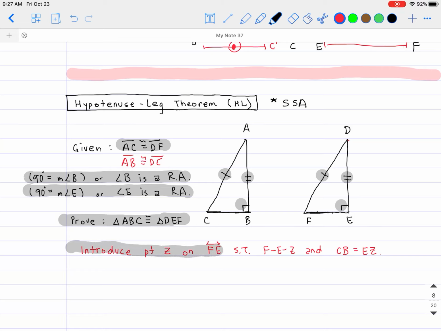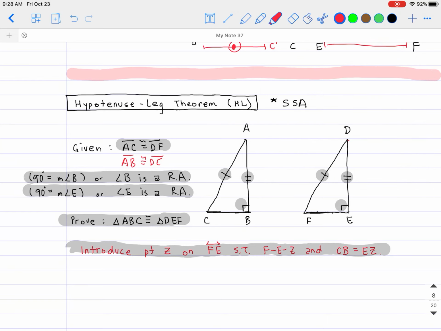All right, so here's how the proof works then. In this case, we're going to go ahead and introduce something also so you can see how these two triangles are going to be congruent. I want to introduce a point Z on line FE such that E is going to be in between those two points, F and Z.